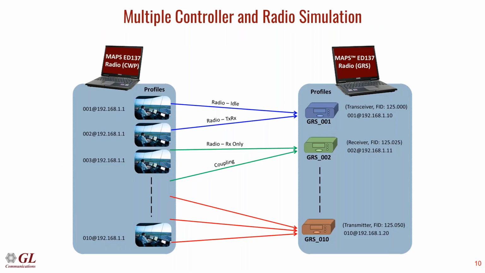So here in this diagram, pictorially we are trying to depict what we are claiming: multiple controllers and ground radio stations can be simulated. As you can see, in a single instance we have created multiple controller working positions. On the other side, when we are simulating the GRS, we are simulating multiple ground radio stations, and we can have all types of radio calls across them.